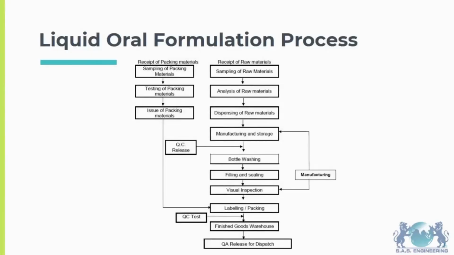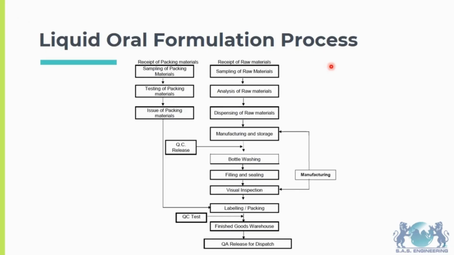This is what a standard liquid oral formulation manufacturing process looks like. So you begin with your sampling of the raw materials, where your raw materials are sent to your quality control laboratory, where it is analyzed to see if it passes the relevant tests. Once quality control has approved it for release, that is when the weighing and dispensing stage occurs. After the dispensing stage, manufacturing occurs. With liquid oral formulations, it's basically a big mixing process.